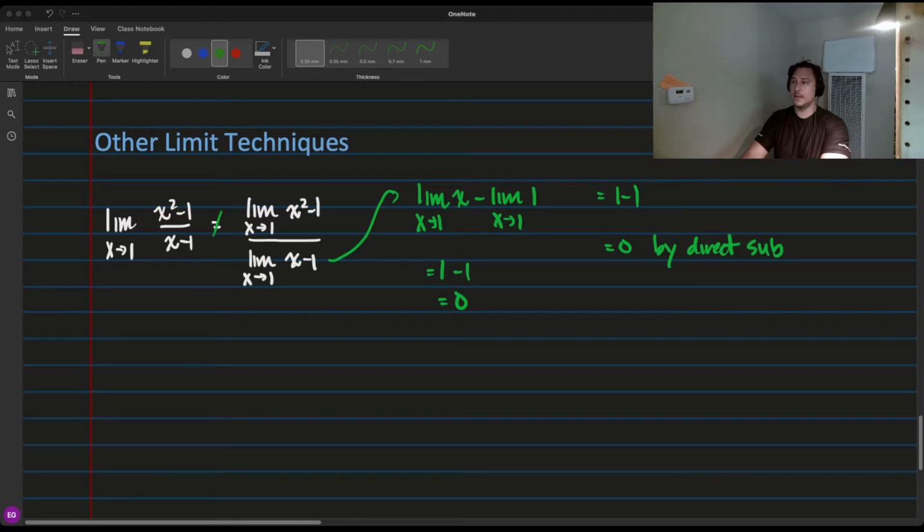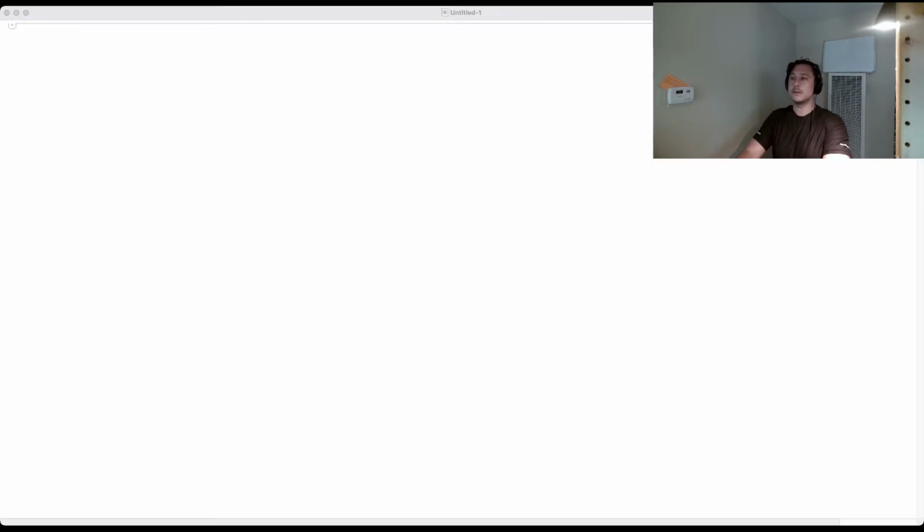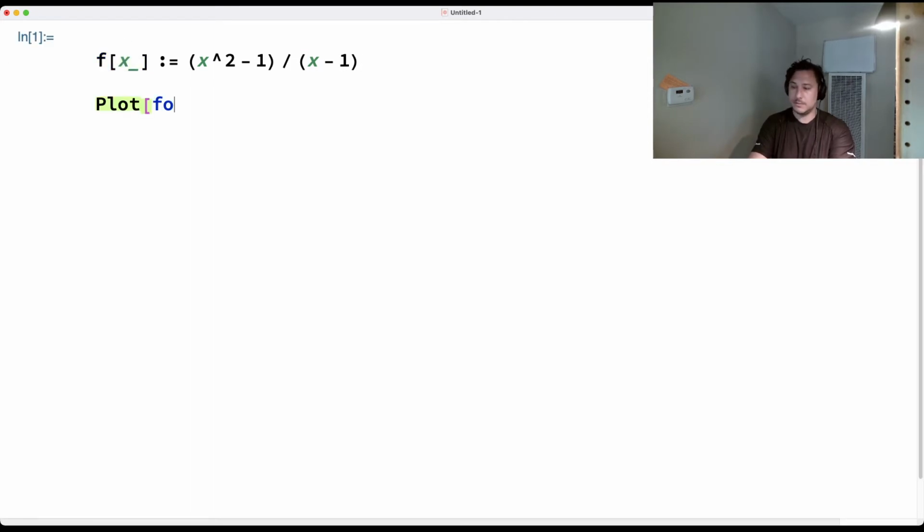Okay, there we go. Let's switch the window. Let's define our function. f of x will be equal to x squared minus 1 divided by x minus 1. And what we're going to do is plot this function, from negative 4 to 4.